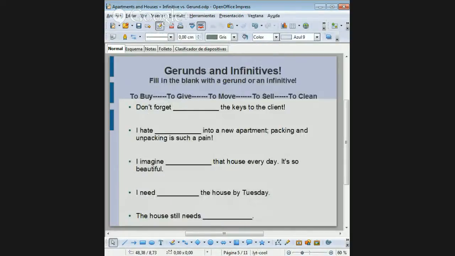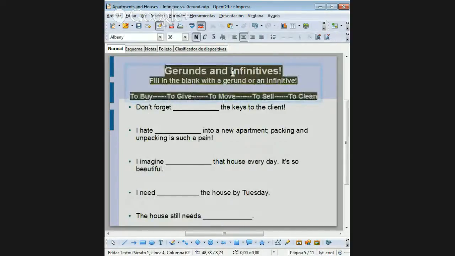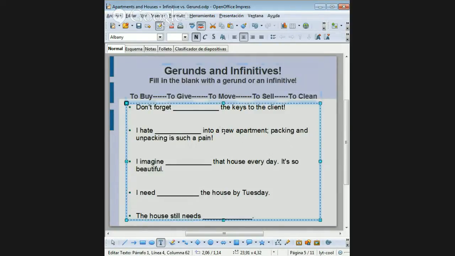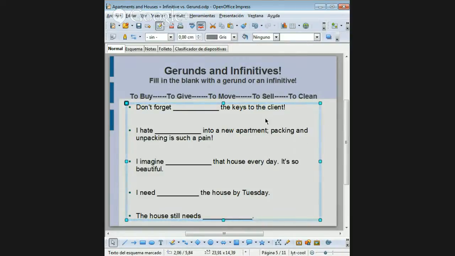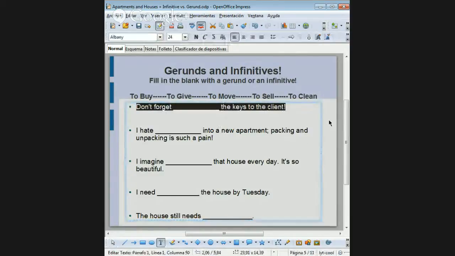And let's have Oscar, can you read the title? Gerund and infinitives, yes? Yeah, exactly. Fill in the blank with the gerund or an infinitive. To buy, to give, to move, to sell, to clean. Yeah, try the first one. Don't forget to buy the keys to the client.